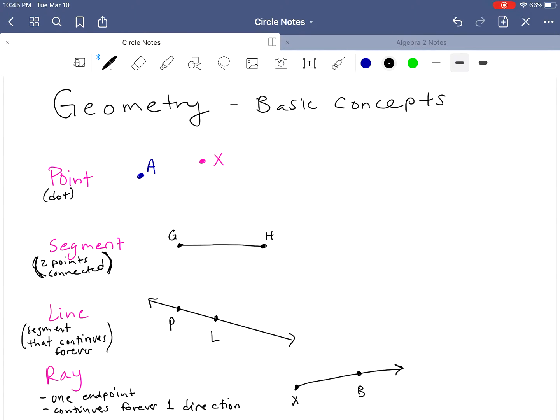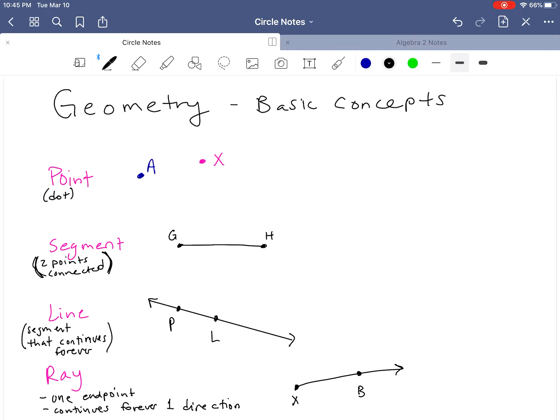So the first thing we're going to be talking about are what we call points. You can think of a point as a dot, although technically a dot is so infinitely small that it actually doesn't take up any space. But because we have to draw something to represent that, we draw a circle or a filled in dot. Okay, and when we name points, we name them with capital letters.